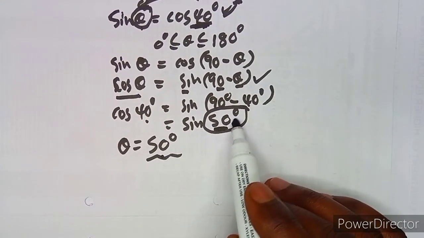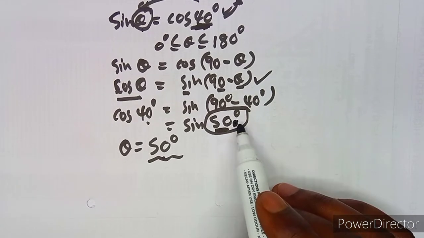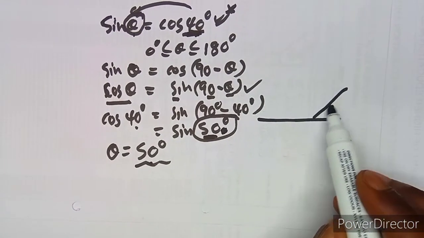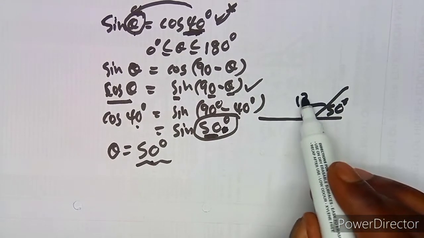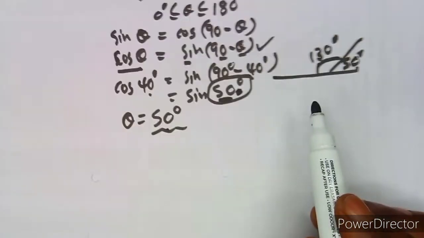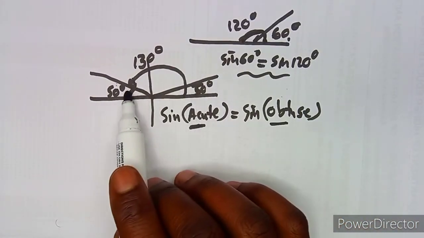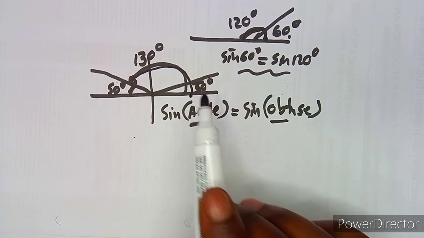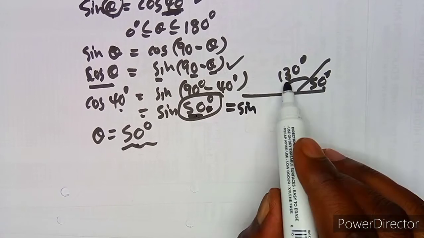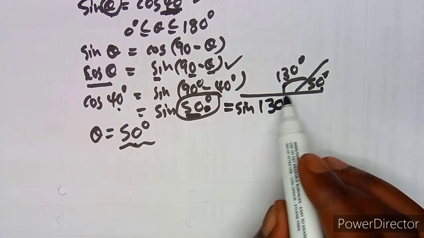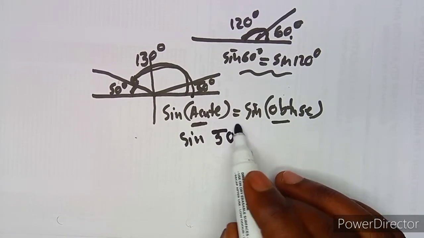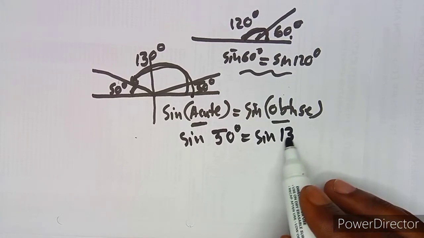So what is the acute angle? If this is the acute angle, then what is the obtuse angle that lies on a straight line with the 50 degrees? If this is 50 degrees, therefore this angle is 130 degrees, which is 180 minus 50. Just like this part that we obtained from this quadrant, this is 50, so this is going to be 130 degrees. So it means sine 50 degrees is equal to the sine of the obtuse angle, which is sine 130 degrees.